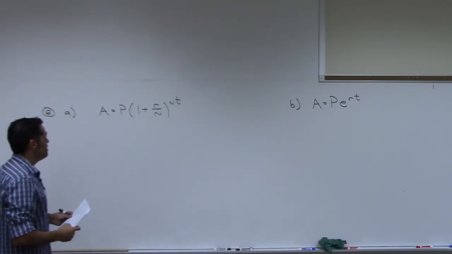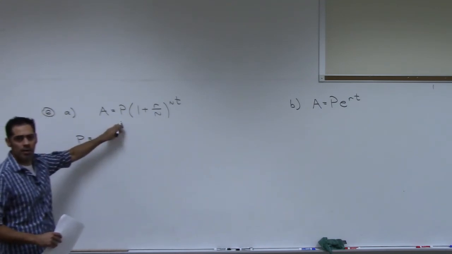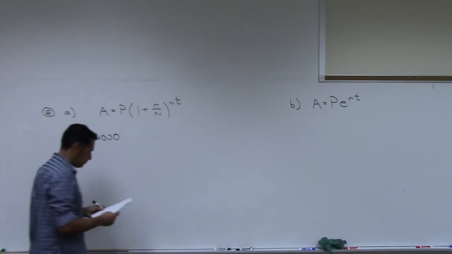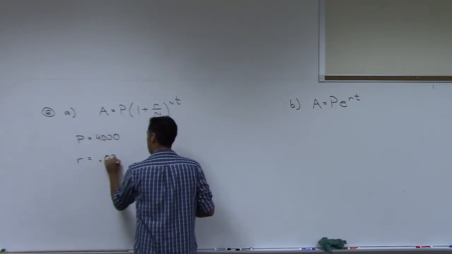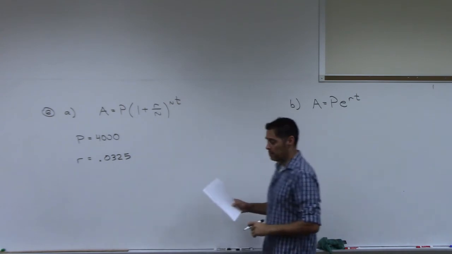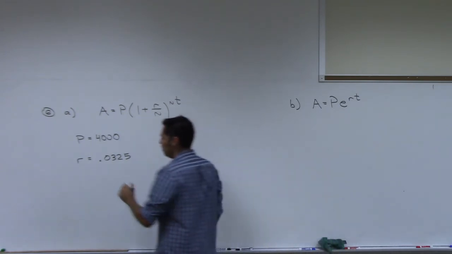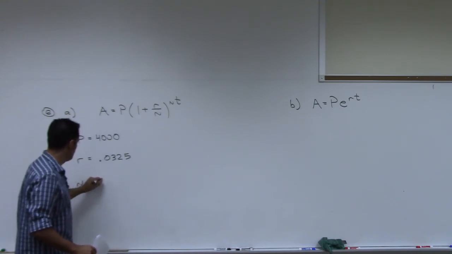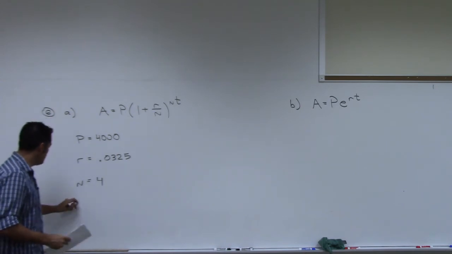All right, let's identify some things here. For this one, do we know what P is? P is the amount that we're going to put in the beginning, right? 4,000. Do we know the interest rate? What is the interest rate? 0.0325. Got to use all those decimals. Okay, do we know what n is? That's the number of times it's compounded per year. So quarterly means 4, doesn't it? Good?